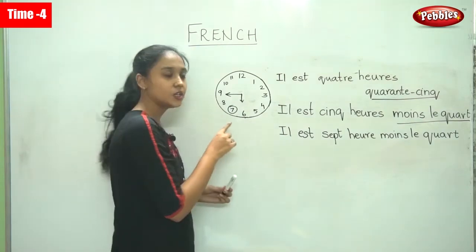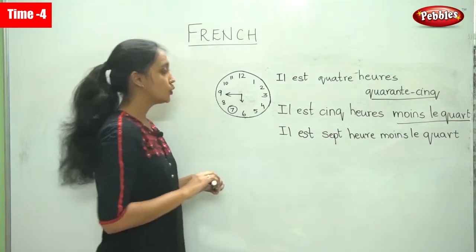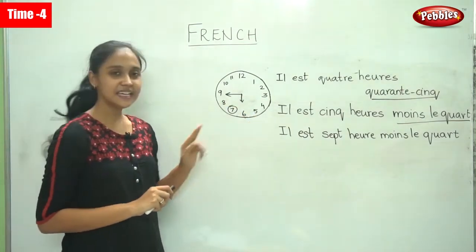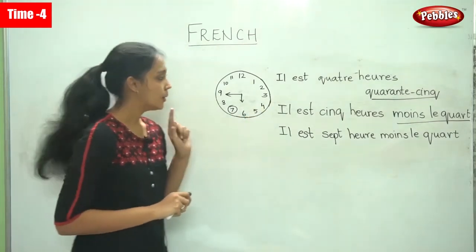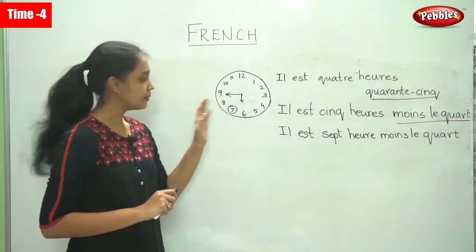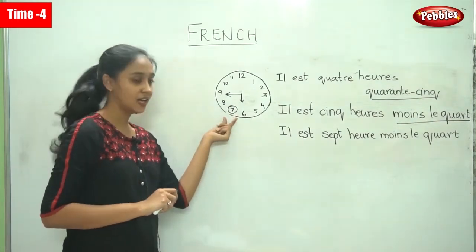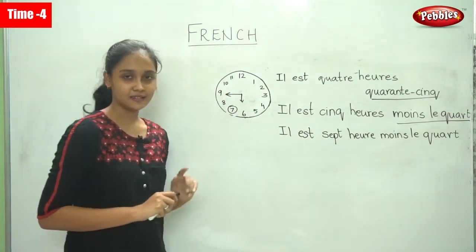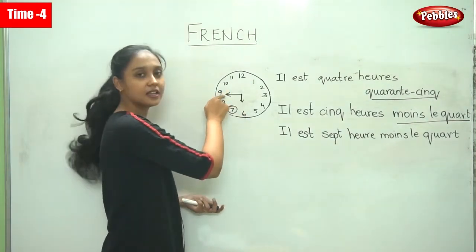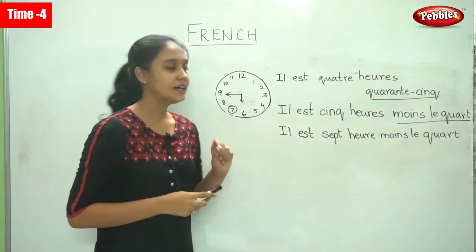So when the long hand is on 3, you use quart. So 5:15 is il est 5h15. But when it is here, you use quart again, but you say the next number: 7h moins le quart. 6:45 is 7 hours minus the 15 minutes. So this is how you use moins le quart.